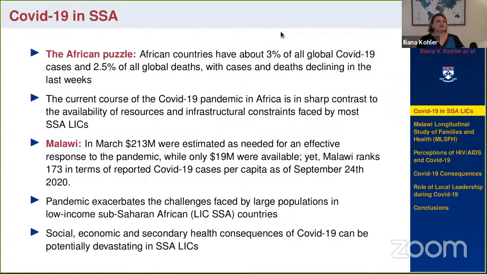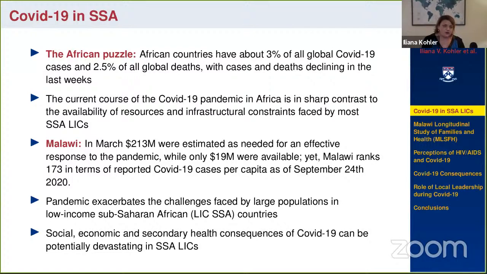Okay. So when we look at how the COVID-19 pandemic is unfolding around the world, we face an African puzzle. African countries report about 3% of all global COVID-19 cases and about 2.5% of all global deaths, with cases and deaths declining most recently.